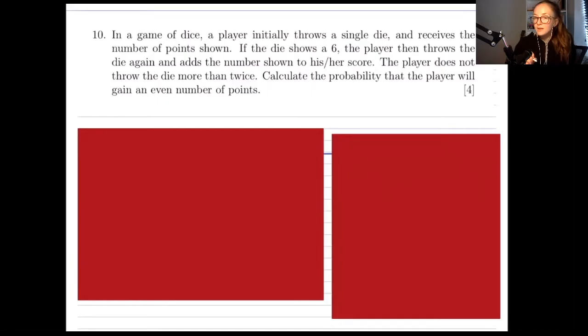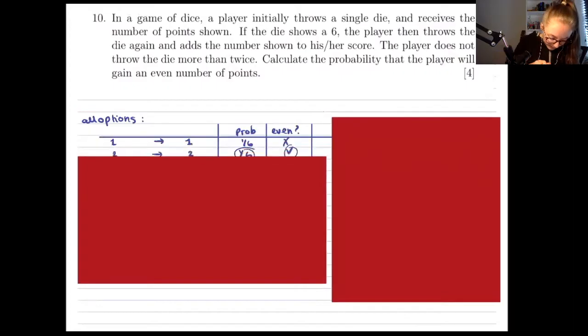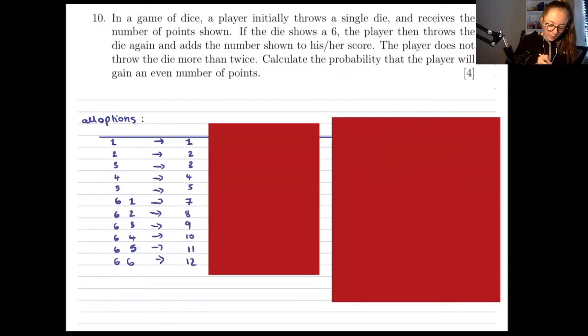So I think the easiest way to visualize this question is to write out all of the possible results that you can have. So all of the options are they roll a 1 and they get a score of 1. They roll a 2 and they get a score of 2. They roll a 3, get a score of 3, a 4, score of 4, a 5, a score of 5. And now different options happen when they roll a 6. So they can roll a 6, but they can't roll a 0 on their second one. They can only roll some value that is shown on a dice.